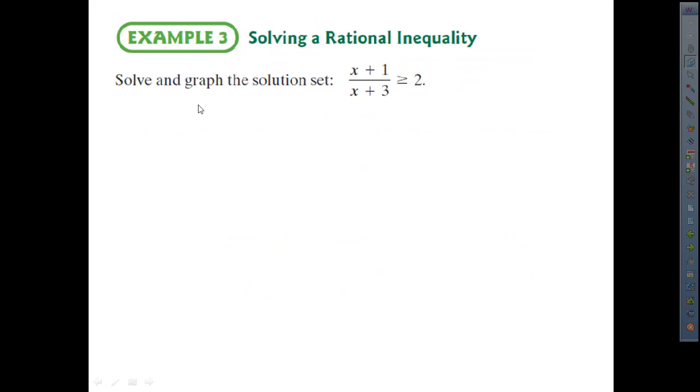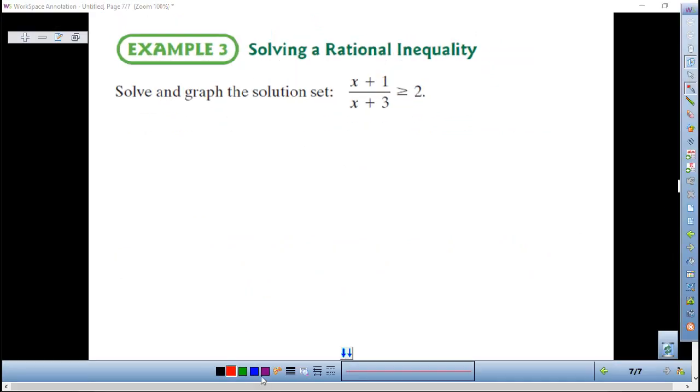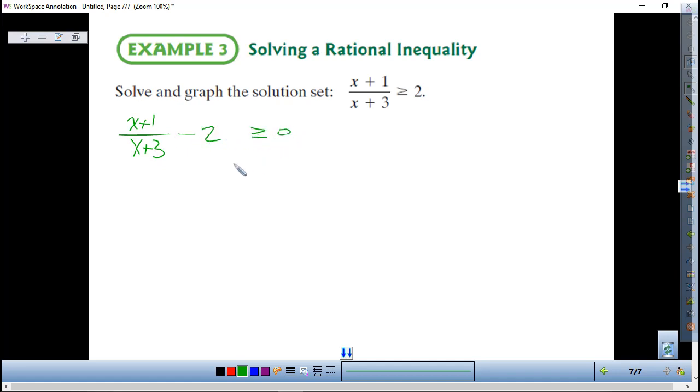So let's do one. All right, so looking at this one, we want to get this thing greater than or equal to 0, so we're going to move the 2 over. So we end up with x plus 1 over x plus 3, minus 2, greater than or equal to 0. Now I need a common denominator because I need to get this in as one fraction. So I'm going to multiply top and bottom, and this is top and bottom, by x plus 3.